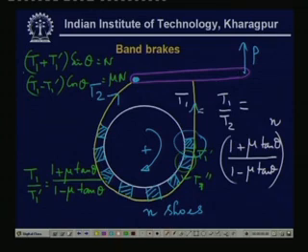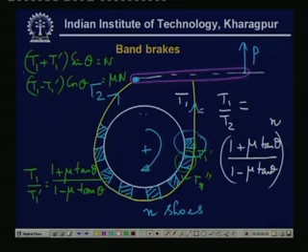So, this value of P is required in order to design this lever, because then we can see that this lever will be subjected to different kinds of stresses. If you consider this to be a beam, then this is subjected to shear stress as well as bending stress. So, therefore, the lever has to be properly designed.